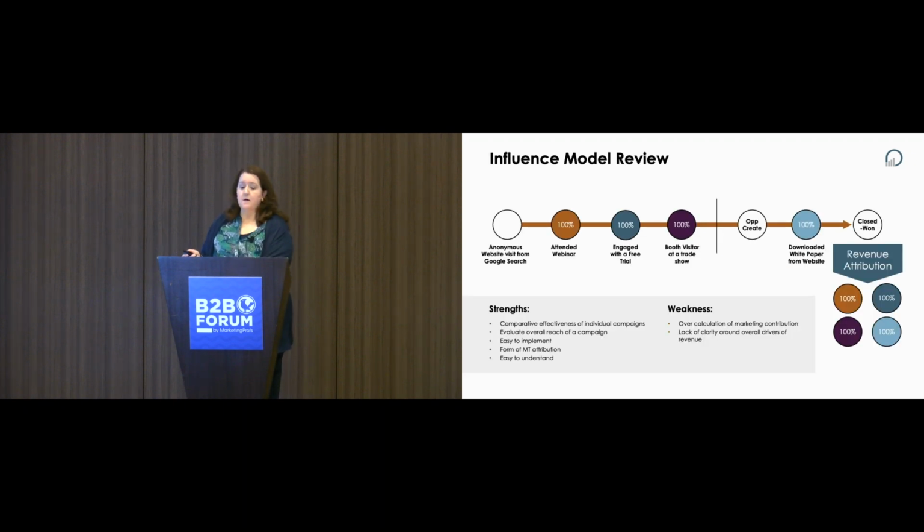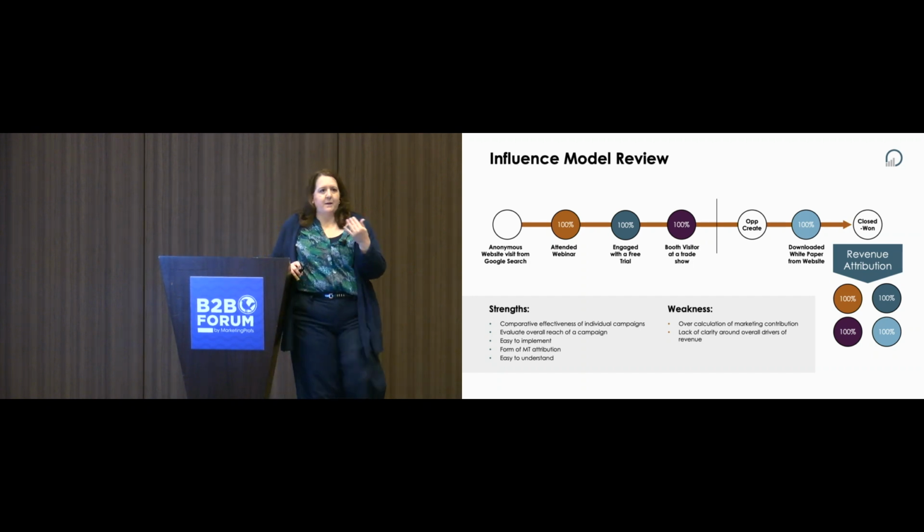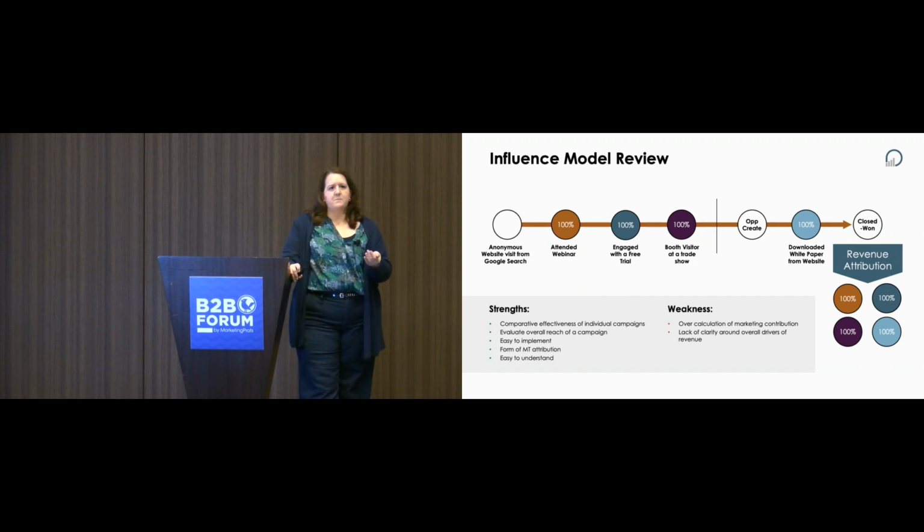All right, let's start with the influence model. So the influence model, as you can see, gives 100% of the attribution to each one of these touches. So each one is going to get $100,000. Obviously, this can be a bit problematic, right? If you start adding up the campaigns, all of a sudden your total amount of revenue seems outrageous and doesn't really work. But I don't want you to discount the usefulness of an influence model.